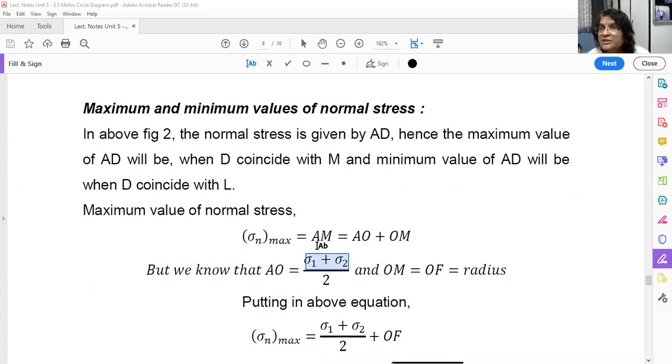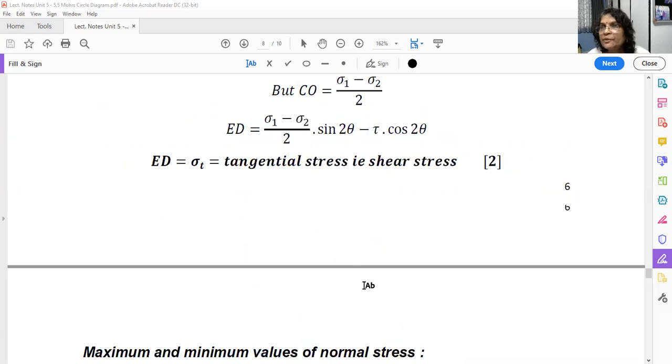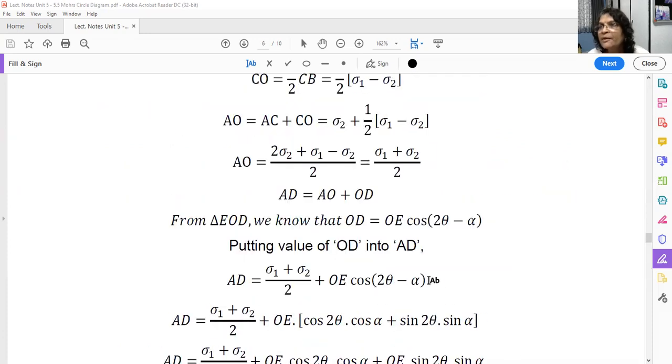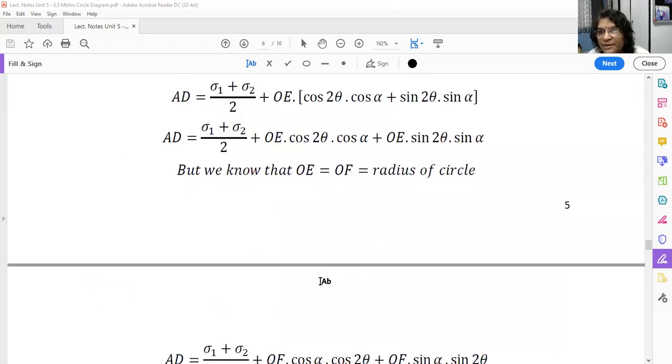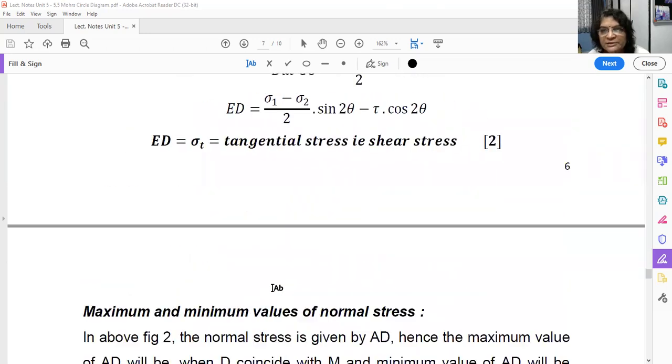So AM is the maximum principal stress. That AM you have to write down as AO plus OM. See here, this is your point M. So the maximum principal stress is the distance AM. How can you write down AM? AO plus OM. What is your AO? It is sigma 1 plus sigma 2 by 2. We have already calculated that. And what is OM? It is nothing but the radius OM. So the principal stress can be found out like this.